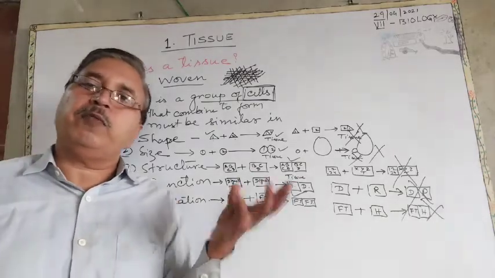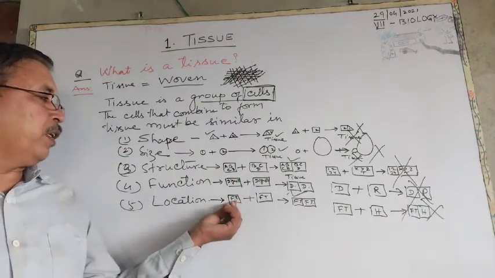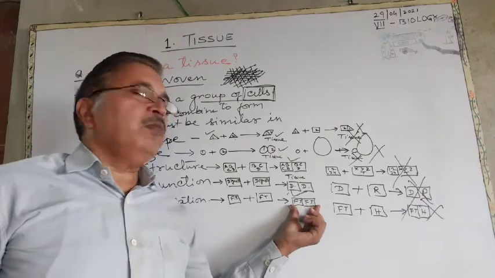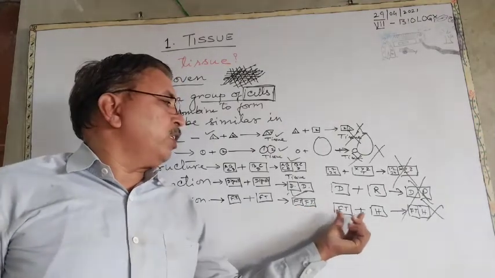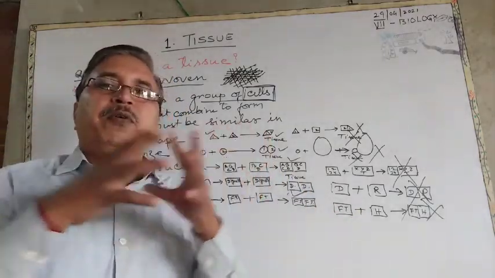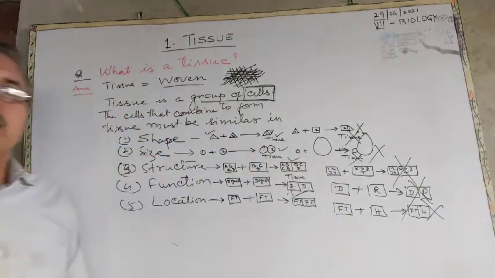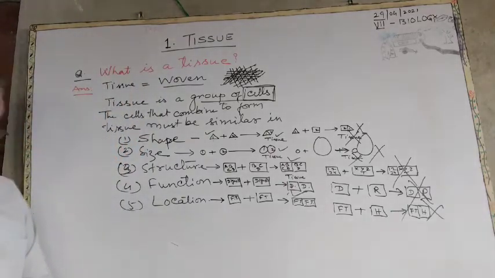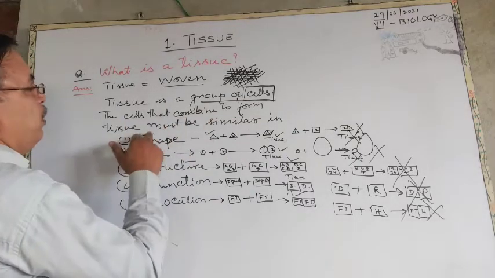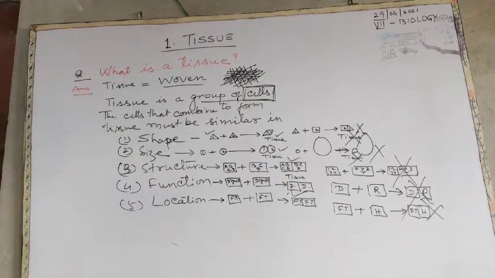Location means where they are found, where they exist in the body, right? So if one cell is found at the fingertip, and the other one is also found at the fingertip, then they will combine to give rise to a tissue. But suppose one cell is at the fingertip and the other one is at the head, and if I say they combined to form a tissue, no, there is no possibility of such a tissue, right? Is that clear to all of you? What is a tissue? A tissue is a group of cells, and the cells that combine to form a tissue must be similar in shape, size, structure, function and location. This is all about the tissues.